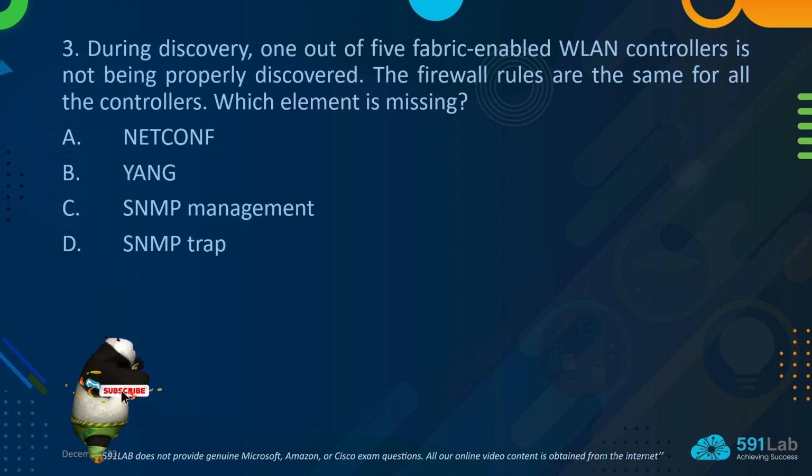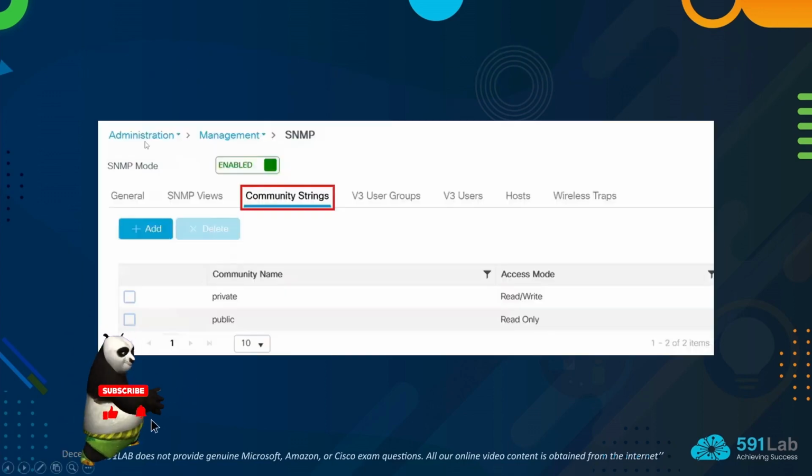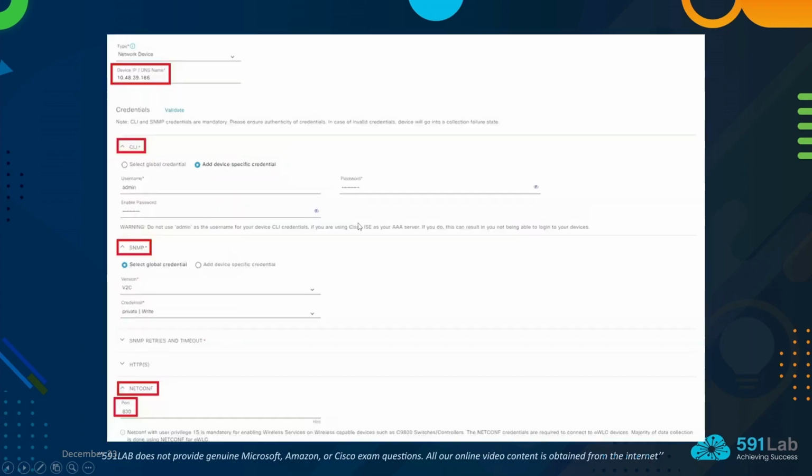So if we go to the controller, in our case here it's a Catalyst controller, we can see the SNMP mode, and we're going to see the community string. If this community string or community name is not correct, let's say that on the controller we put a different name than on DNA, the controller is not going to be able to join the fabric. So this is one option that we consider. SNMP is not correct.